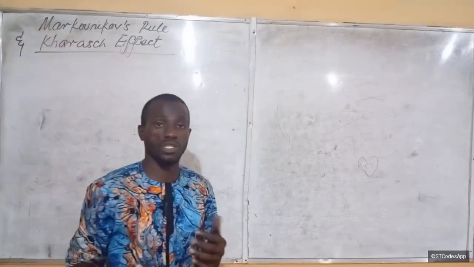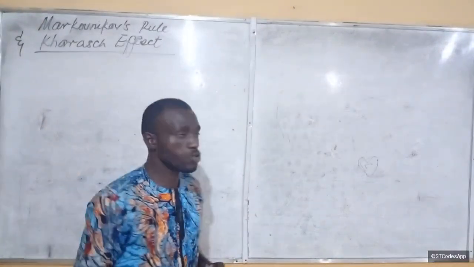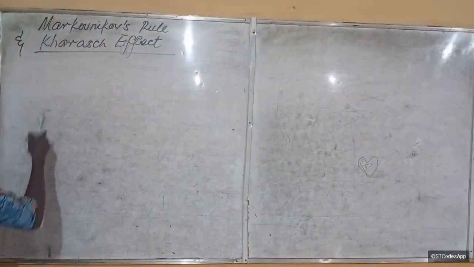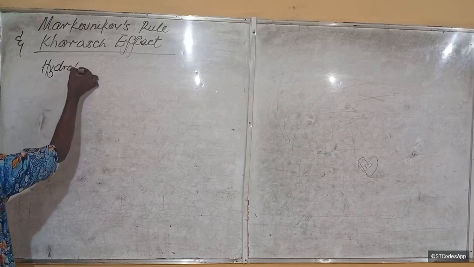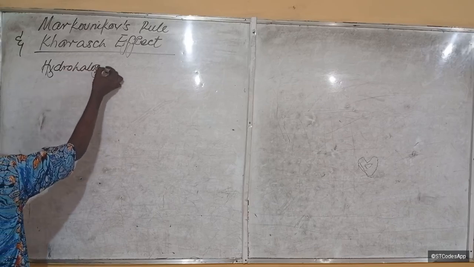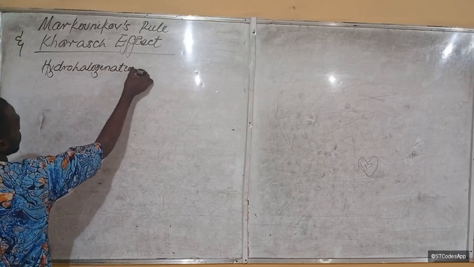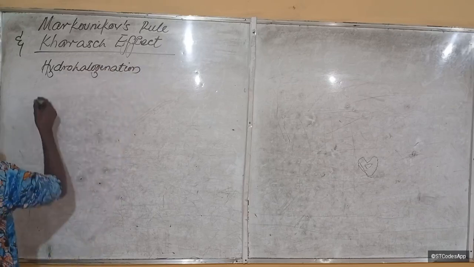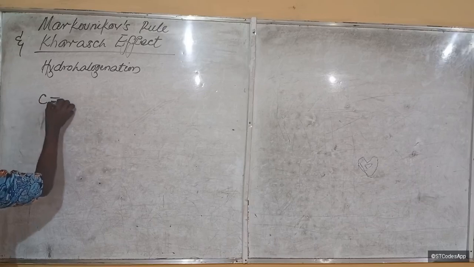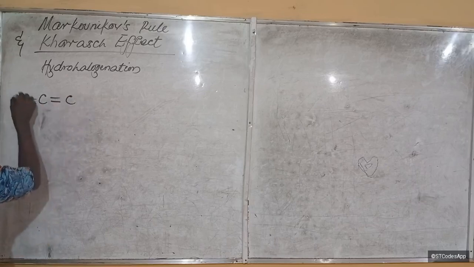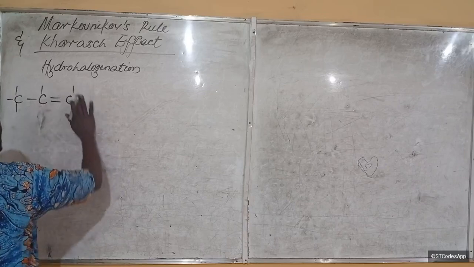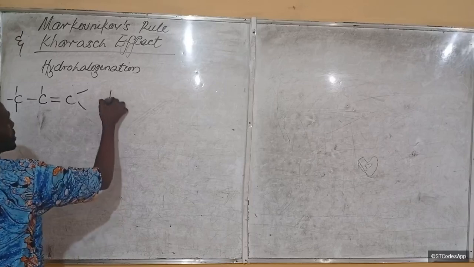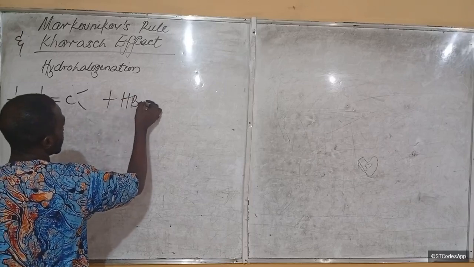Now, what does the Markovnikov rule say? You want to add this, we say hydrohalogenate. The process is called hydrohalogenation. So you want to hydrohalogenate. For example, our alkene is like this. Let's say this is our alkene chain, our alkene skeleton, and you want to add HBr, for example.